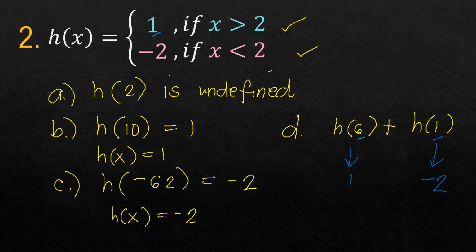So that is equal to negative 2 because the function that is required already is h of x is equal to negative 2. So negative 1 plus negative 2, 1 plus negative 2 is negative 1.